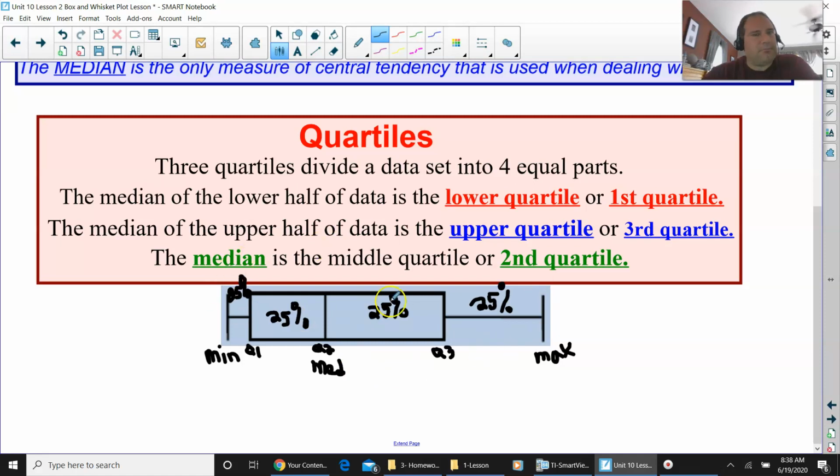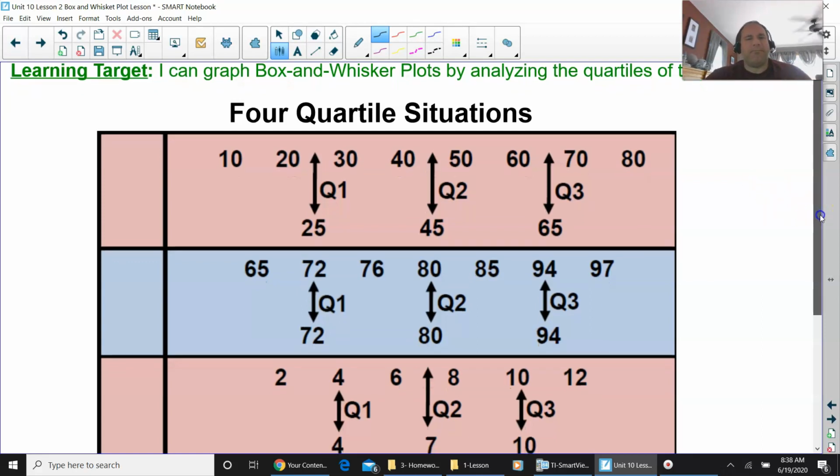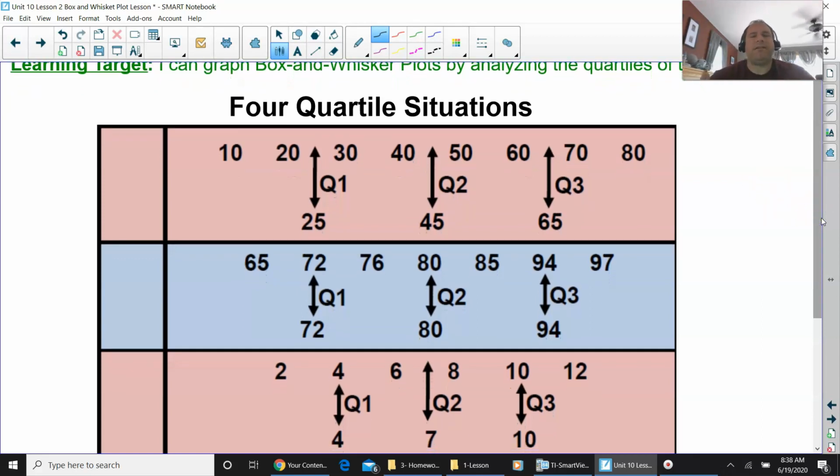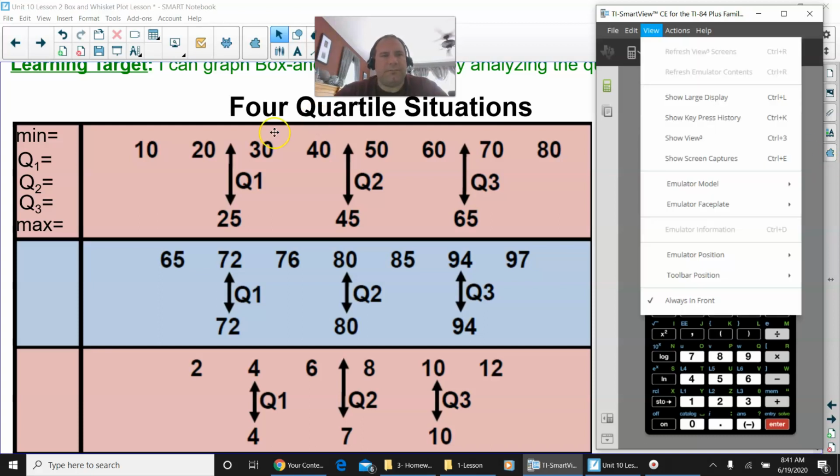So that's everything that you would need to know. This is for quartile situations. What we're talking about here are the numbers, and we're going to go over how to actually arrive at these numbers. We're going to take it step by step and work through it. Okay, so we'll go over this and see exactly what's going on.